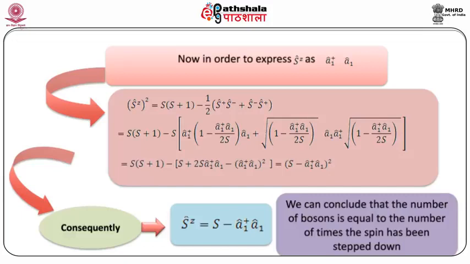If you look at this expression, you immediately see how you can simplify it, and after simplification it reduces to Sz whole square equal to S minus A1 dagger A1 whole square. Then taking the square root of both sides, you see that Sz finally is equal to S minus A1 dagger A1. With this equation for Sz, we can conclude that the number of bosons is equal to the number of times the spin has been stepped down. So each time you step down the spin, you create a boson. You see the connection between the two.